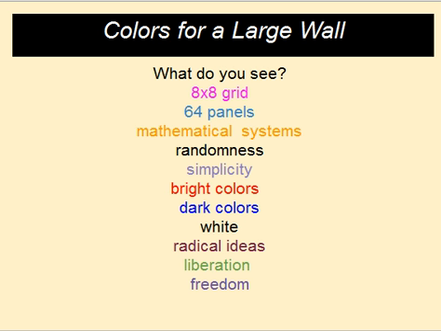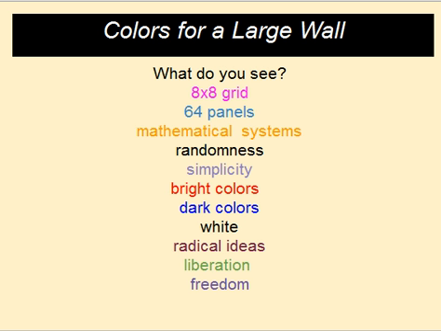This is what came to my mind. First of all, it's an 8 by 8 grid. It has 64 panels. It displays a type of mathematical system. The reason that Ellsworth put the colors just randomly on this painting is that he wanted to prove that any color can go beside any color. You didn't have to go according to a color chart.